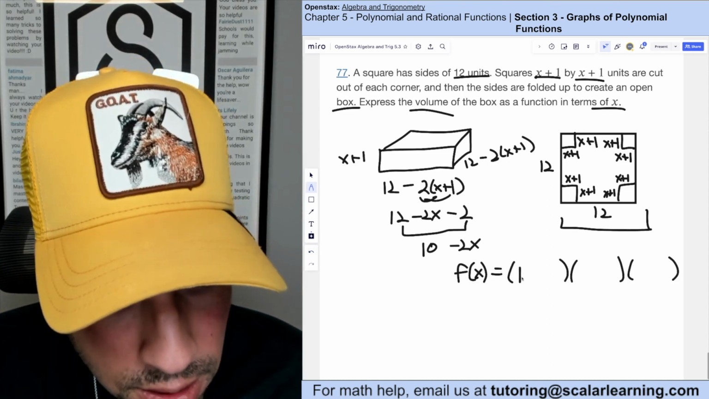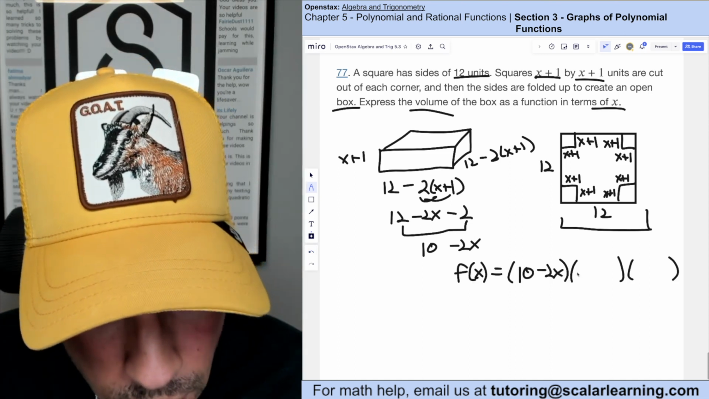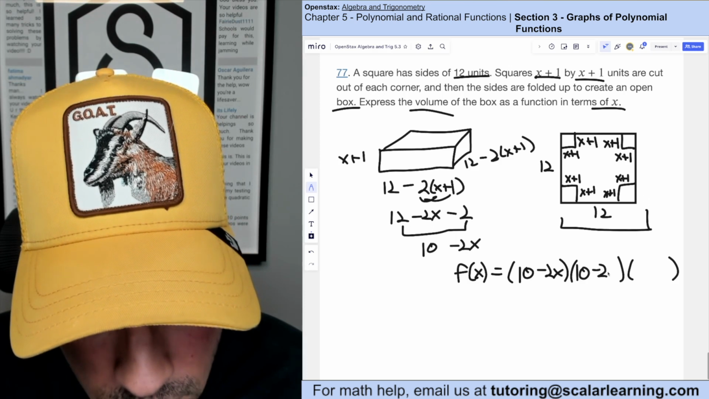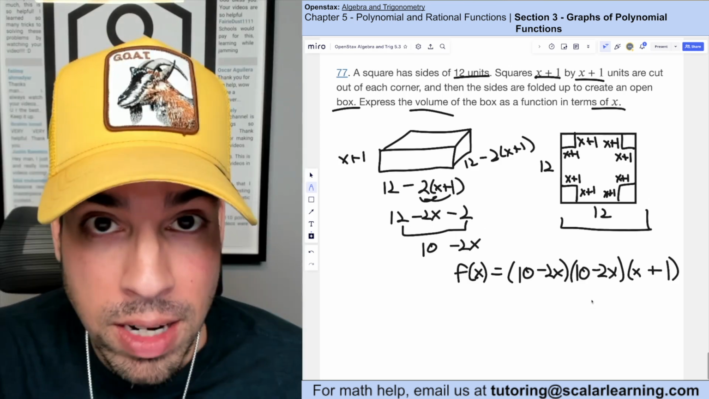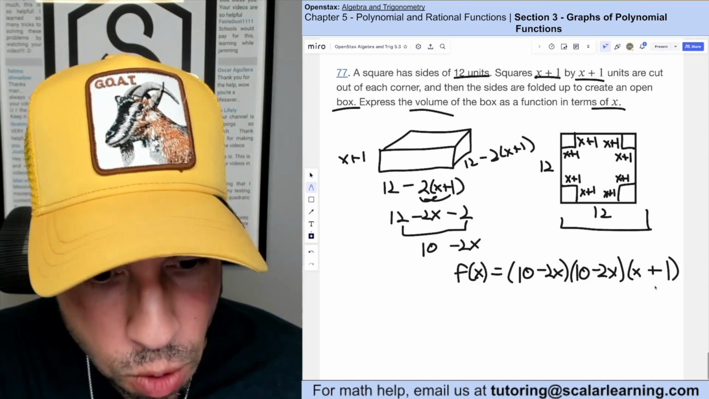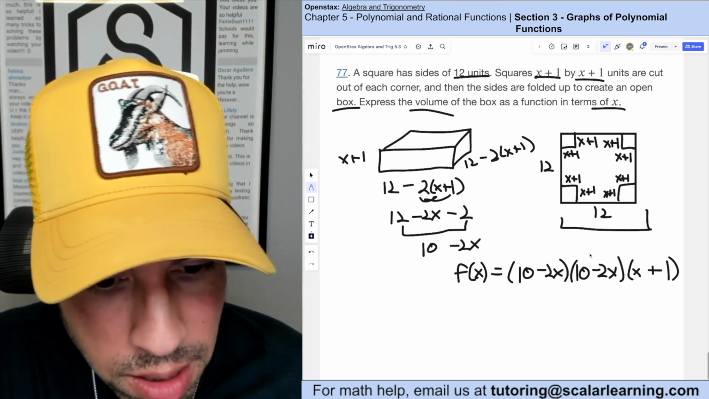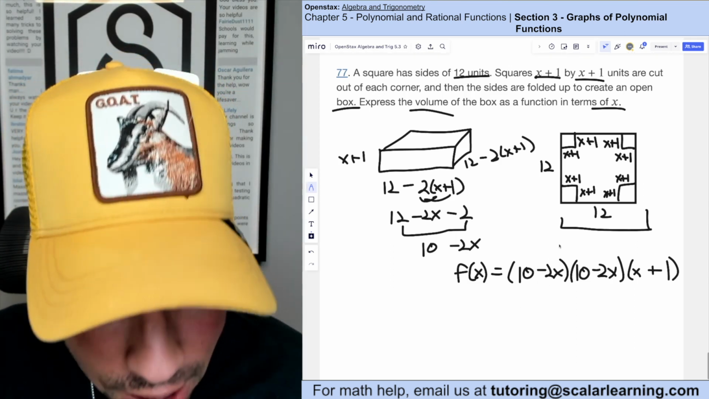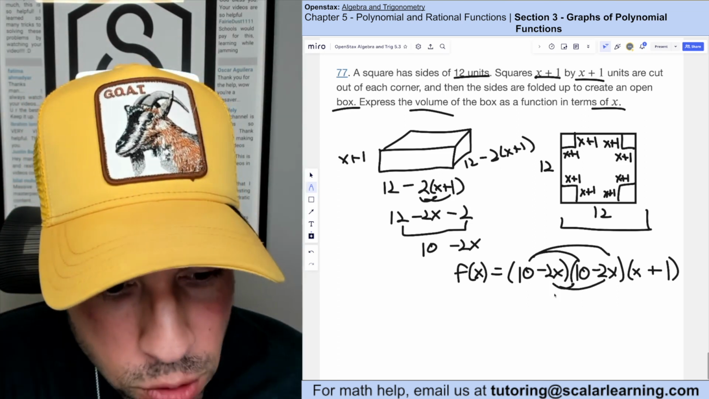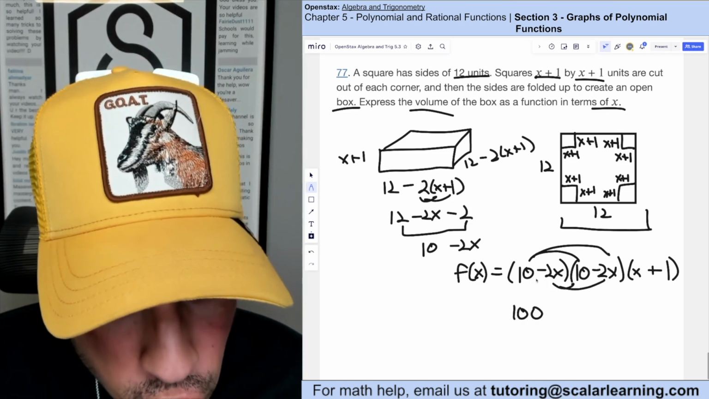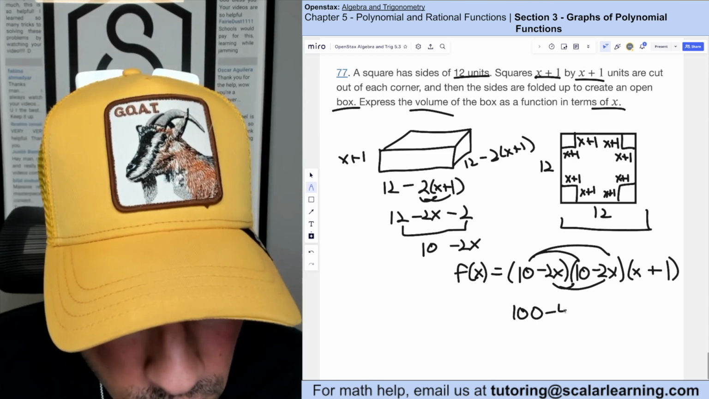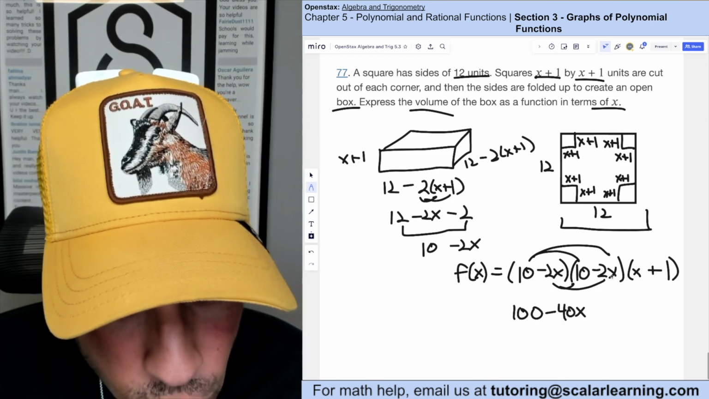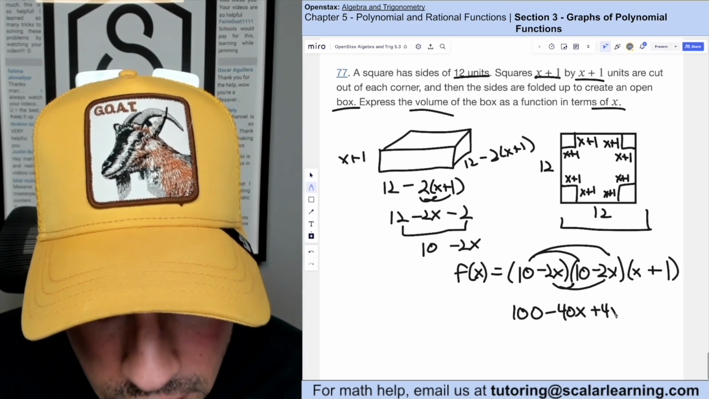So we got length, right? 10 minus 2x times width, which is the same thing, times the height, which is that x plus 1. Again, this is a fine answer, but in the solutions, they FOILed it and simplified it, so we're going to do the same, and it's just going to take a little bit of work and algebra, but let's do it. So for this first multiplication, I've got 100 minus 20x, right, which would be minus 40x, and then negative 2x times negative 2x is plus 4x squared.